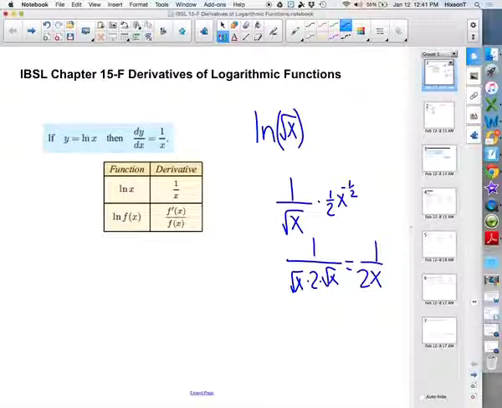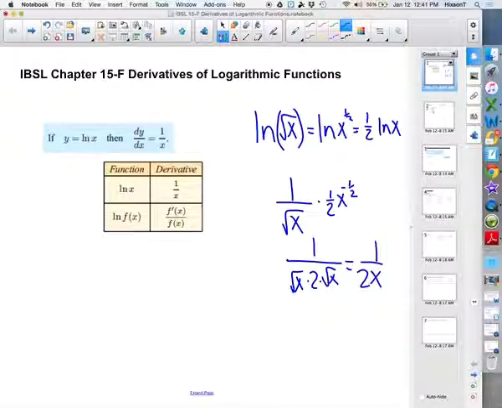Now, think about that for a second. Think about what you know about logarithms. How could I rewrite this? What could I do with that? 1/2 ln of x, right? What's the derivative of ln of x? 1 over x. 1 over x times 1/2 is 1 over 2x.